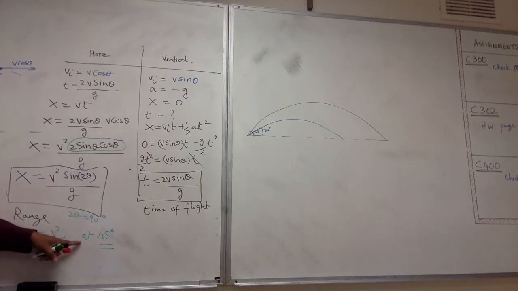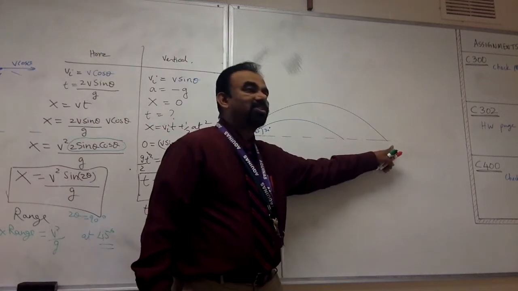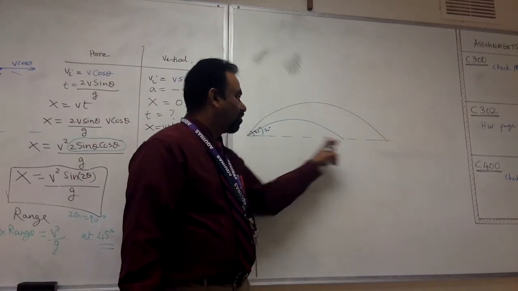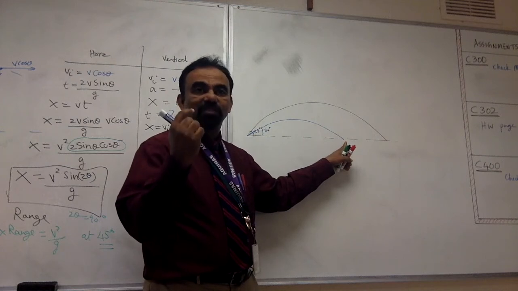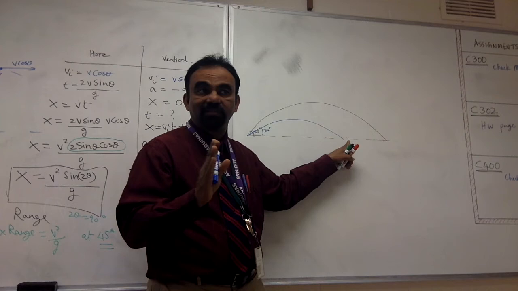If angle theta is 30 degrees, what is 2 theta? What is sine 60? 0.866. That means what? If this is the maximum range, this is going to be 86.6% of the maximum range. Do you get it?